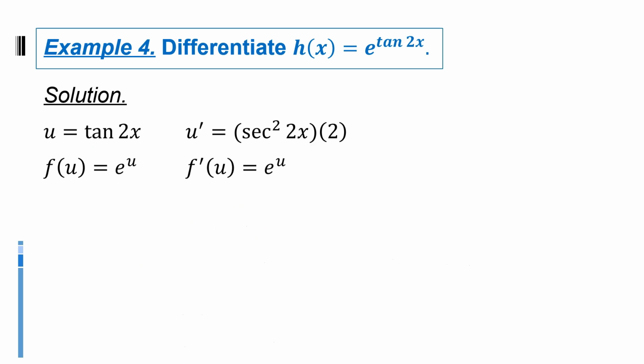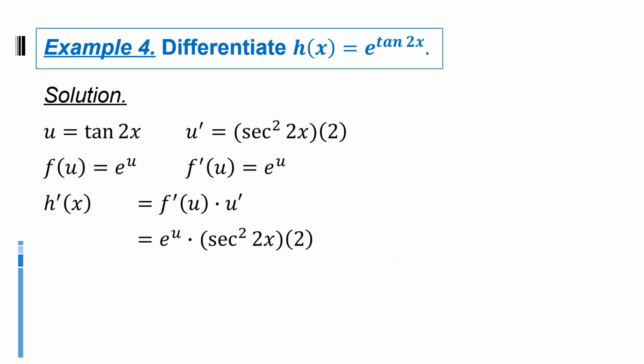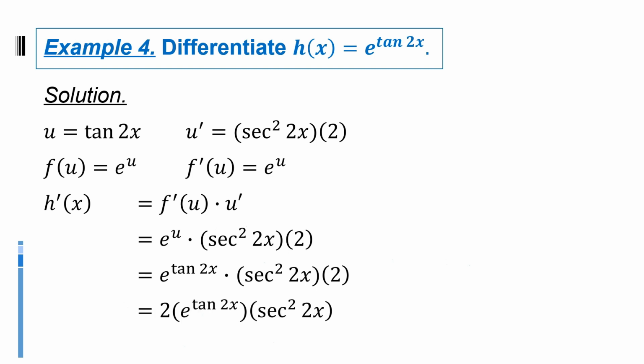Ang derivative naman natin for f of u is equal to e raised to u lang yan. Okay? So we now have h prime of x is equal to f prime of u times u prime. That is e raised to u times secant squared of 2x times 2. Or that is e raised to tan 2x, so pinalitan lang natin yung value ng u, times secant squared 2x times 2, or that is 2 times e raised to tan 2x times secant squared 2x.